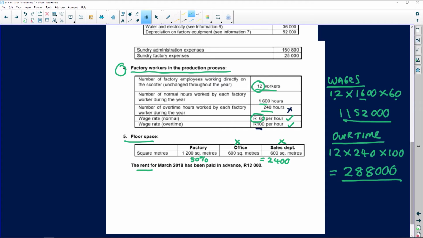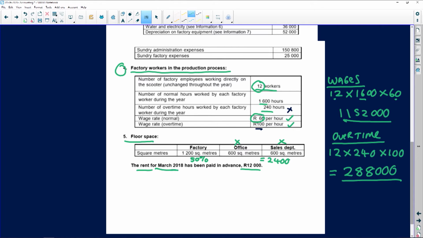Right, then they go on to also tell me the rent for March 2018 has been paid in advance. Right, so they're giving me a year-end adjustment. Now remember, guys, whenever you are doing a manufacturing question, you will come across year-end adjustments, and please treat all year-end adjustments exactly the way you would do if preparing an income statement. So what am I referring to? I'm now referring to your GAAP principles, and in particular, I'm talking about the matching principle.